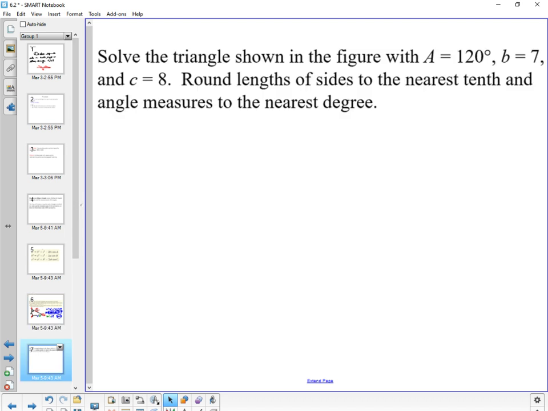First example. Actually, you try this. I'm going to put a timer on it.